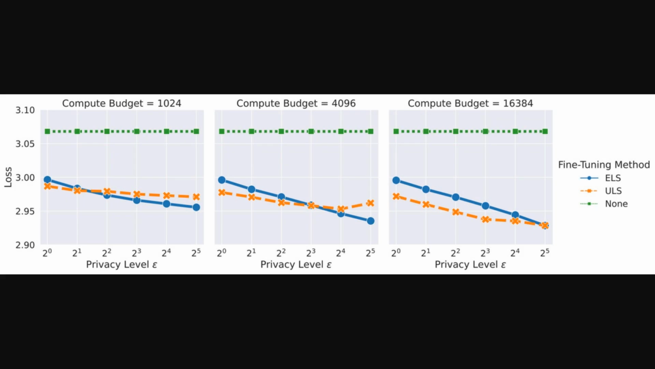Okay, moving to the results. These plots compare example-level sampling, the blue line, and user-level sampling, the orange line, against a none baseline, which means no fine-tuning. The vertical axis shows loss, a measure of model error, so lower is better. The horizontal axis is the privacy level epsilon, a key differential privacy parameter, where smaller values mean stronger privacy. We see across 3 different compute budgets that user-level sampling generally results in lower loss, indicating better performance, especially with more compute. Crucially, both privacy methods outperform the baseline.